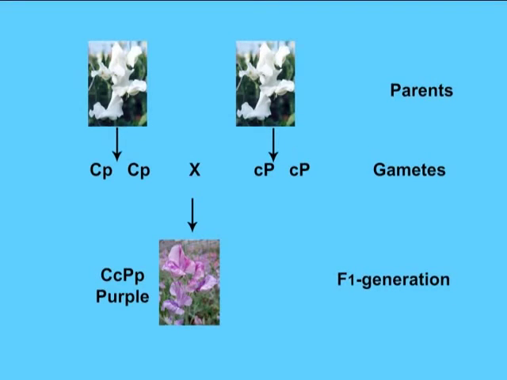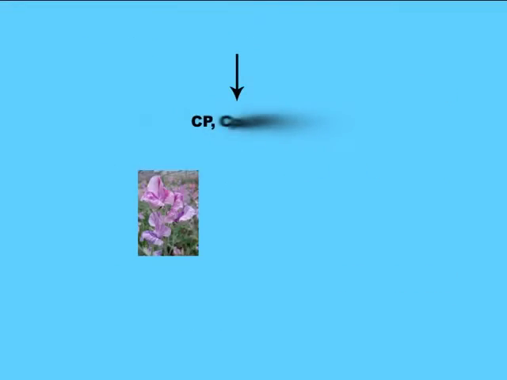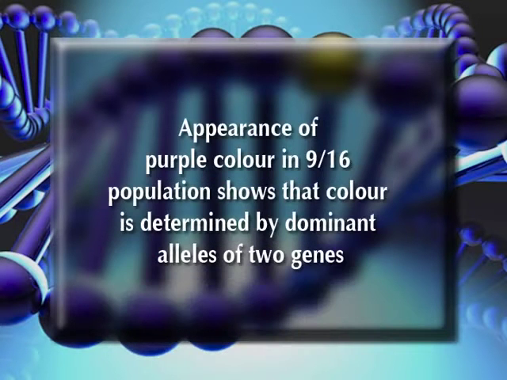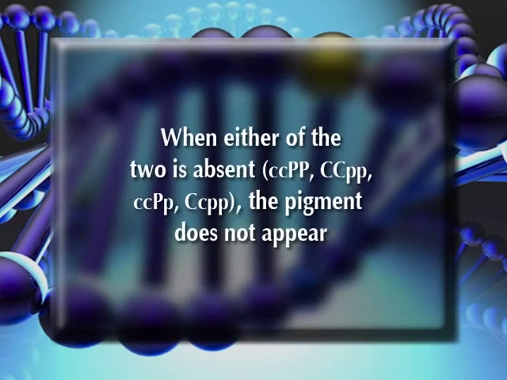When F1 hybrids are crossed, they produce both purple and white flowered plants in the F2 generation in the ratio of 9:7. The appearance of purple color in 9/16 of the population shows that the color is determined by dominant alleles of two genes. When either of the two is absent, the pigment does not appear.